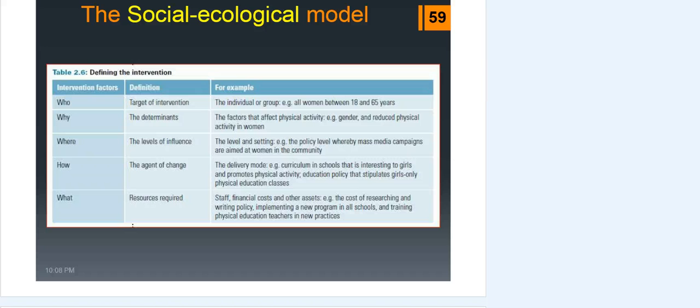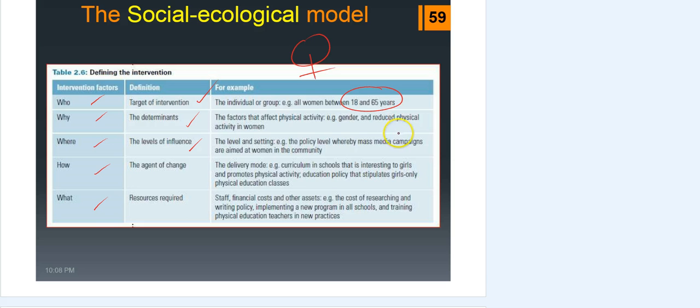So with the intervention, what we need to know is who, why, where, how, and what. And our definition of who, the target, why, the determinants, such as factors that affect physical activity, so gender, reduced physical activity in women, etc. So if we look at women as the example, the individual or group, so this is our target, women aged between 18 to 65. What are the levels of influence? So what are we going to use?